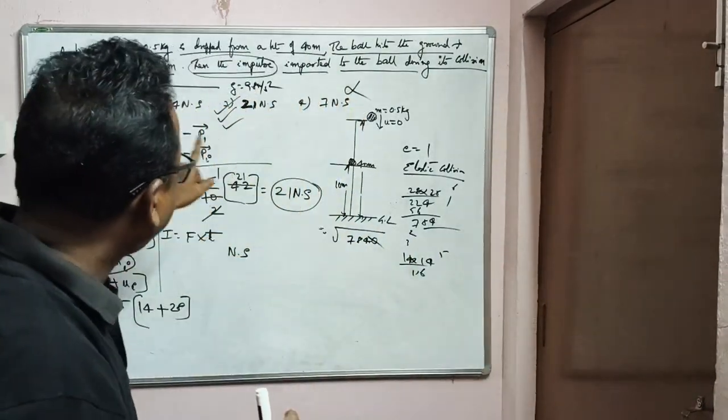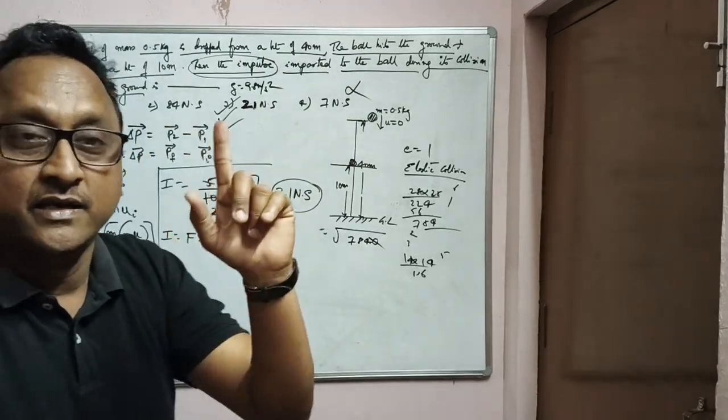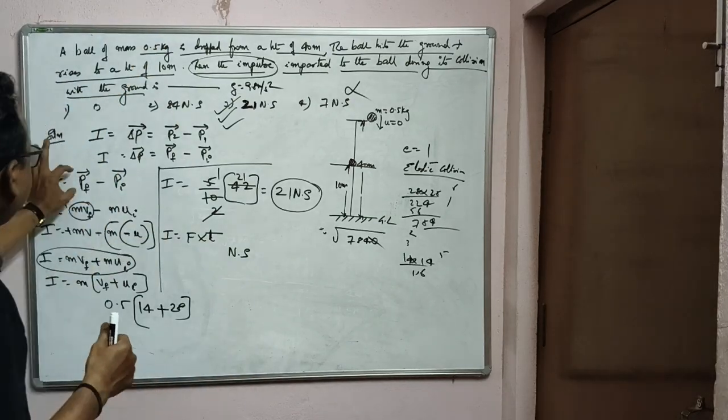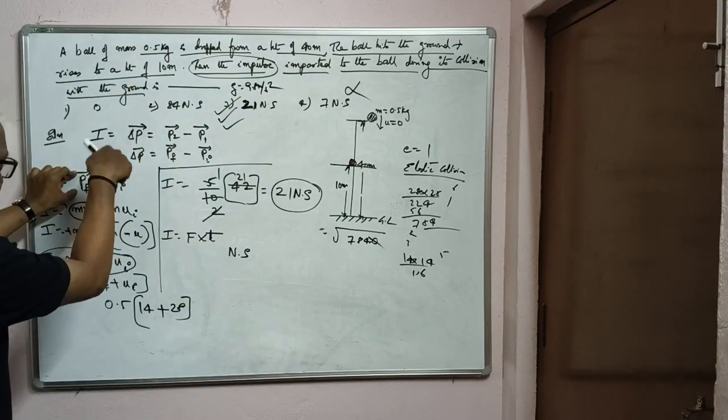That is not right, because it's a vector, please. Momentum is a vector quantity. You have to consider directions. So I am taking upward as positive, downward as negative. Then what happens? This is plus, and this is what? Downward negative I have taken.